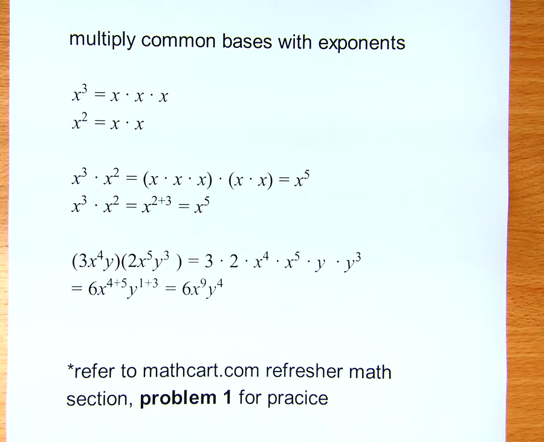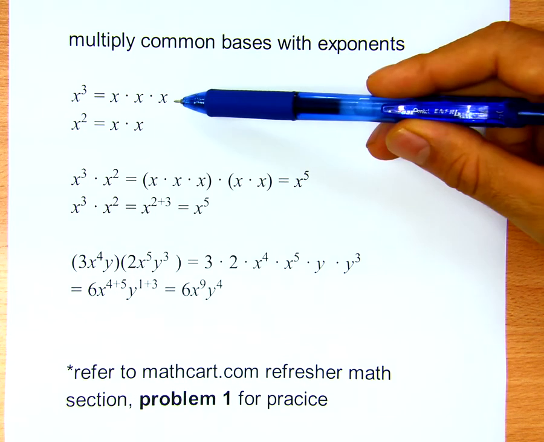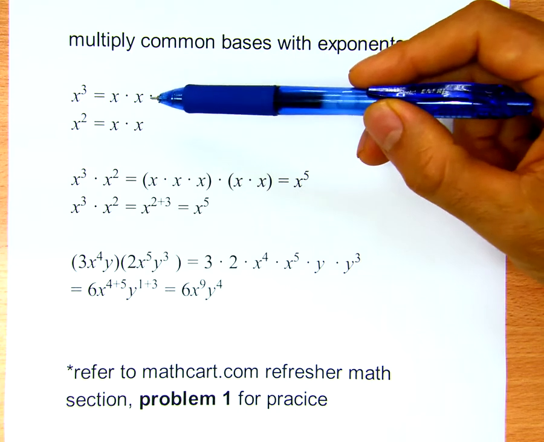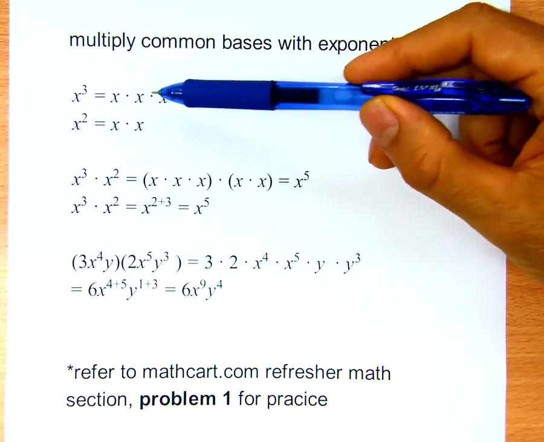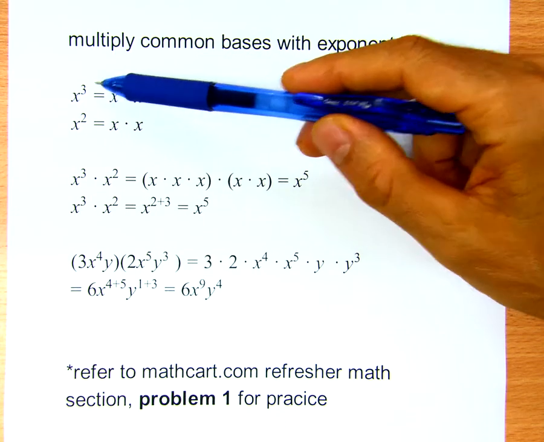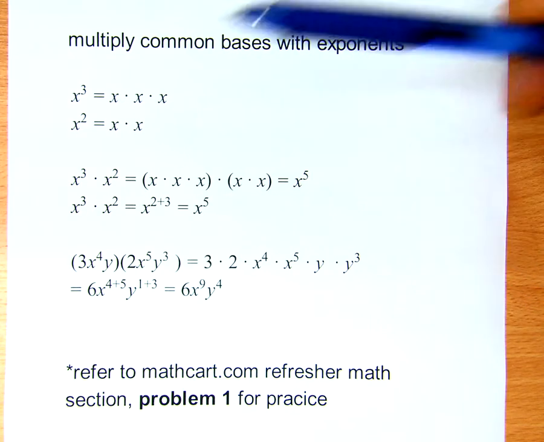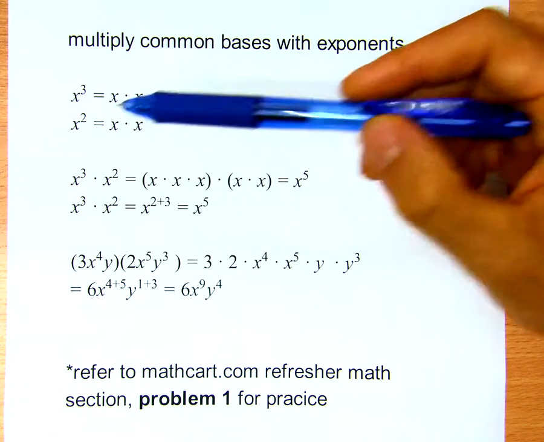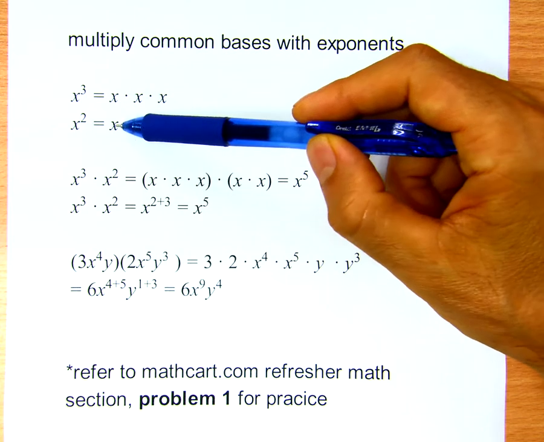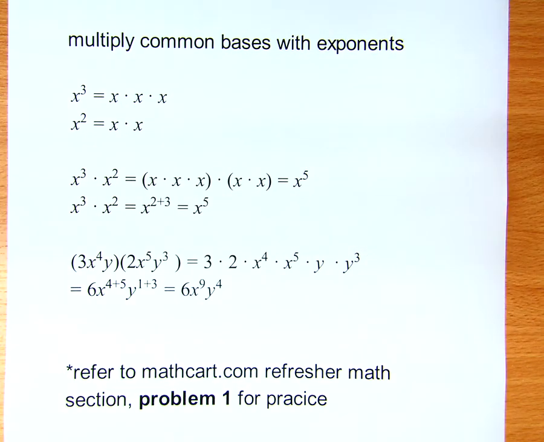In this video, I will explain the task of multiplying common bases with exponents. This represents x power 3, which means x times x times x. A power is how many times the base is being multiplied by itself. So x power 2 means the base x times the base x.